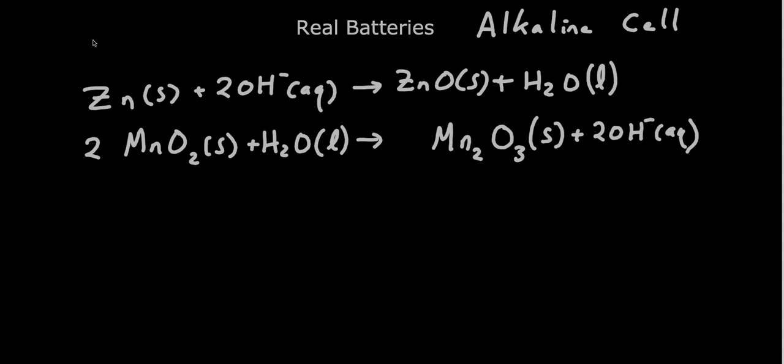Here are the two reactions for an alkaline cell. This is what we'd use in a normal long-lasting battery. So a disposable battery like a Duracell or something. Anyway, so looking at this battery, let's see if we can figure out, here's the two half reactions. I haven't completed them with electrons yet.